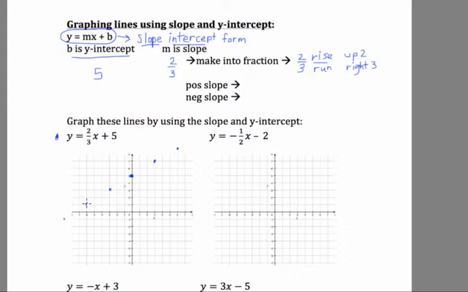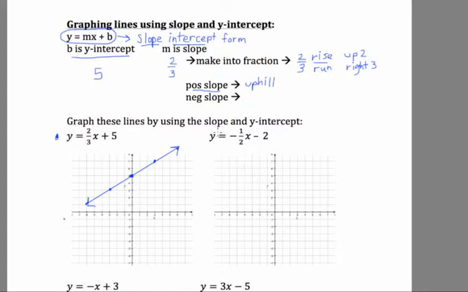So now I connect my points with a line. That line will go on forever and ever both ways. I always like to check at the end, if I have a positive slope, that I'm going uphill from left to right. So if I was a little dude walking on my line, I'd be walking uphill. I always check that. That's something that I find a lot of mistakes on tests. The line will be going the wrong direction.